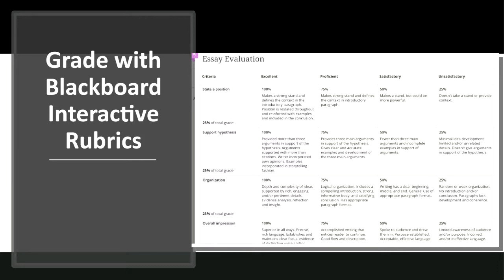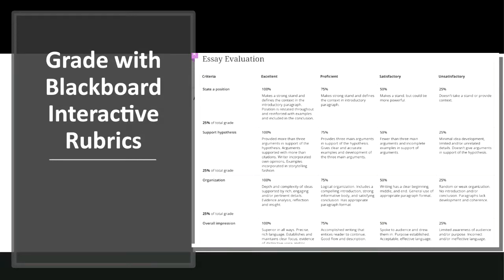They're easy to grade with. They take more time to set up ahead of time, but once you're actually grading, it's a lot quicker. And the more detail that you put into them, the easier grading will be because the fewer individual comments you might need to make. So you're going to outline using your grading rubric the criteria that you want to grade on, and then what, for example, excellent work would look like, what proficient work would look like, satisfactory, unsatisfactory.